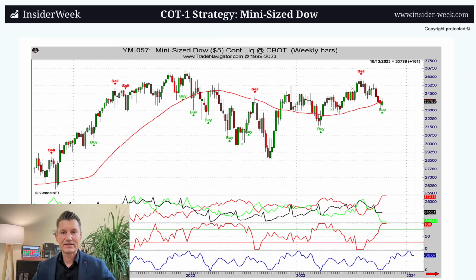So let's have a look at the next trade. We got a buy signal in stock index, and as you can see, this buy signal was in the direction of the weekly trend.